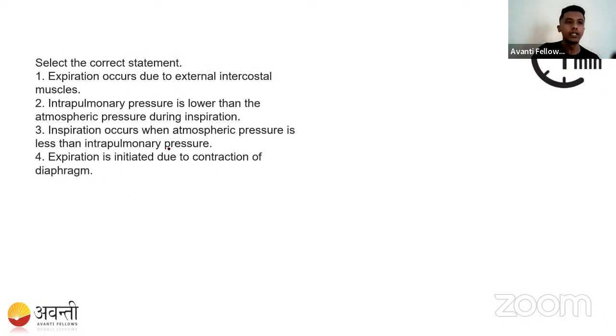So we have another question. Select the correct statement. Expiration occurs due to external intercostal muscles. Intrapulmonary pressure is lower than the atmospheric pressure during inspiration. Inspiration occurs when atmospheric pressure is less than the intrapulmonary pressure. Expiration is initiated due to the contraction of the diaphragm. So I will launch the poll now. You can take a minute to answer this question as usual. Your polls are live.